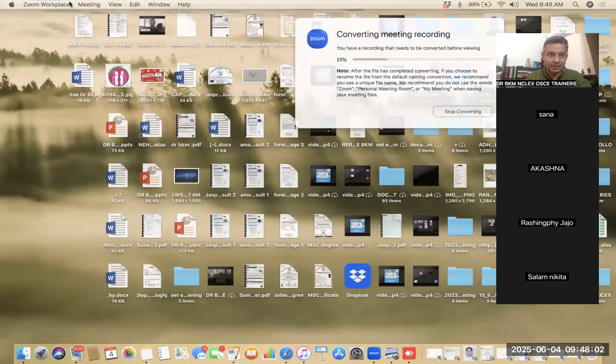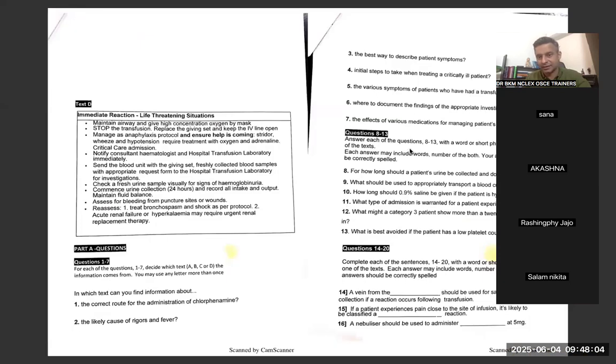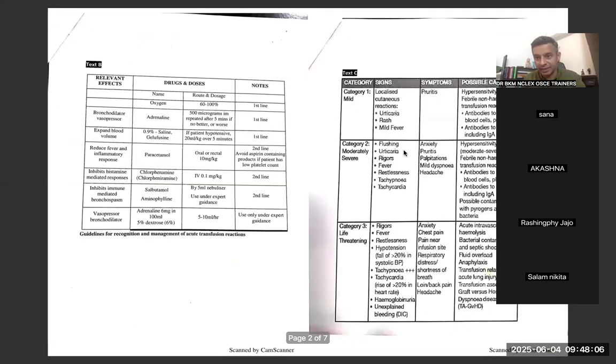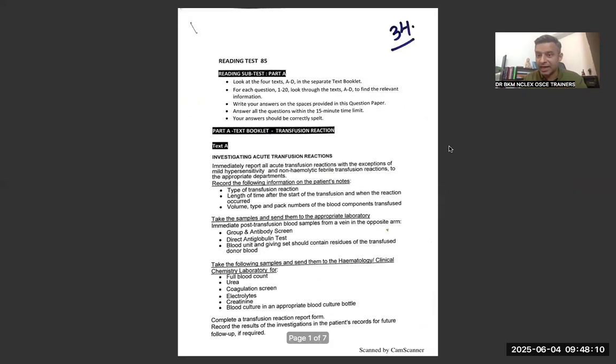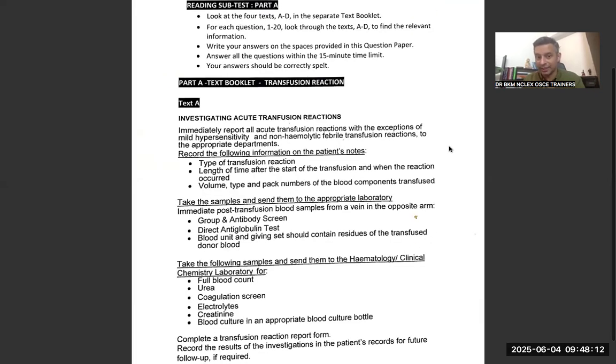Suppose now, if I take this reading, trust me, I have not done it, and it's a very big reading. In the exam, this kind of big reading will not come. Still, I am trying to do this reading just to tell you.